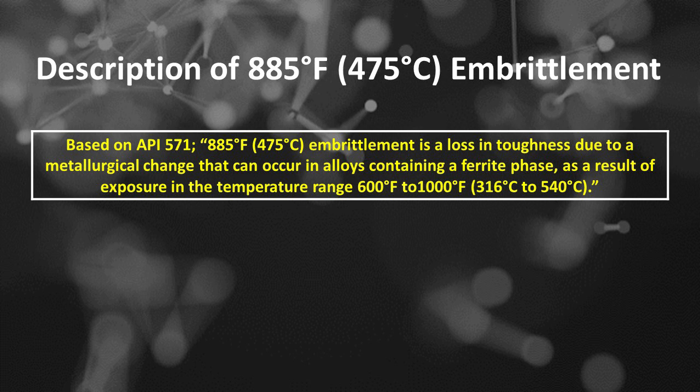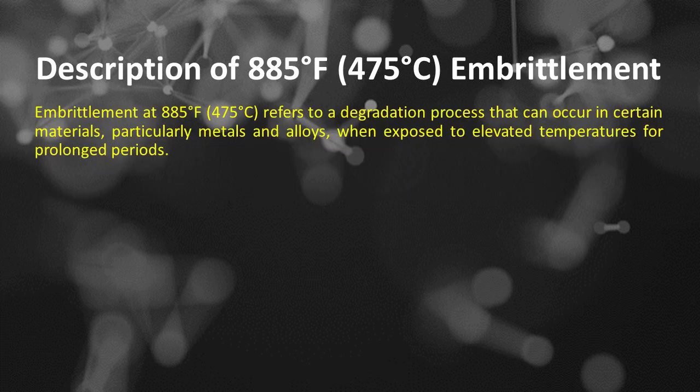occur in alloys containing a ferrite phase, as a result of exposure in the temperature range 600 degrees Fahrenheit to 1000 degrees F or 316 degrees Celsius to 540 degrees Celsius. Embrittlement at 885 degrees Fahrenheit or 475 degrees Celsius refers to a degradation process that can occur in certain materials, particularly metals and alloys, when exposed to elevated temperatures for prolonged periods.